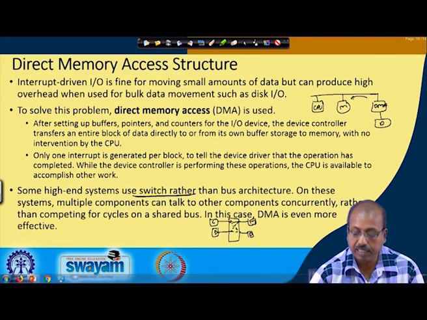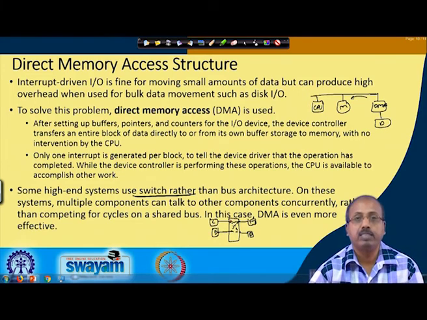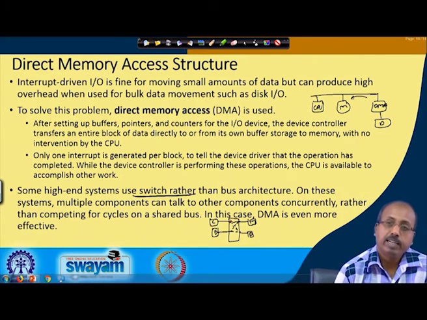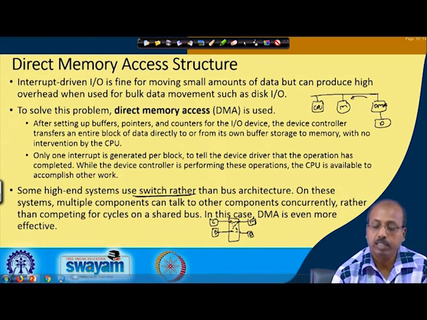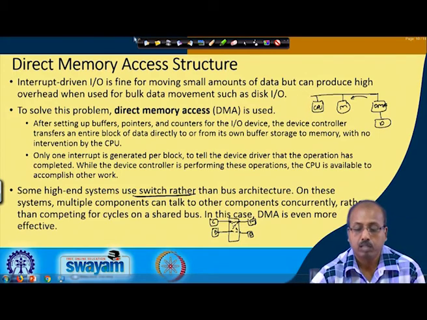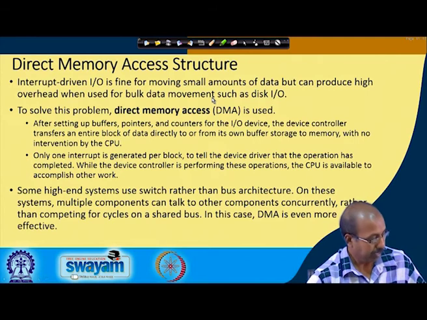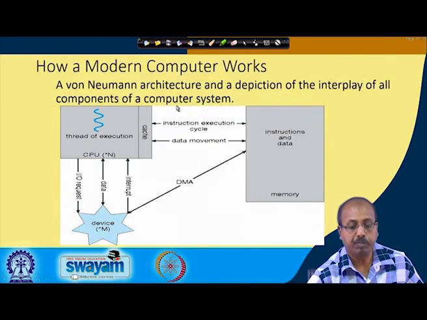Like in the previous situation, they were competing for getting free cycles, but in this case they do not compete for free cycles, they may be doing parallel operations. So, DMA becomes more effective, because now the CPU is free to do some other operation rather than competing for the bus with the DMA controller. This way DMA can help us to improve performance.